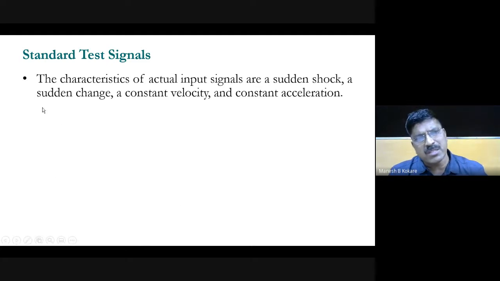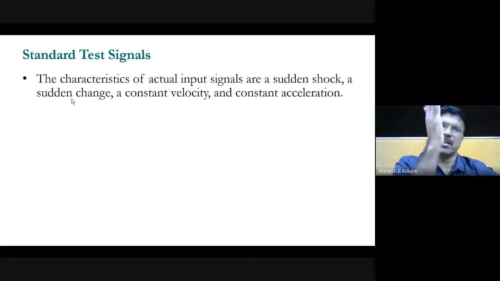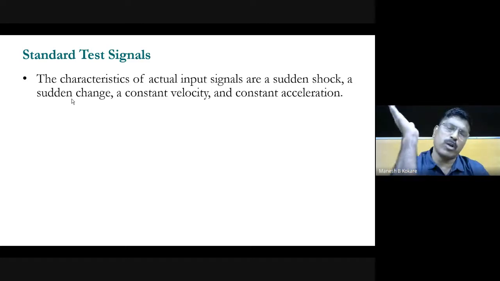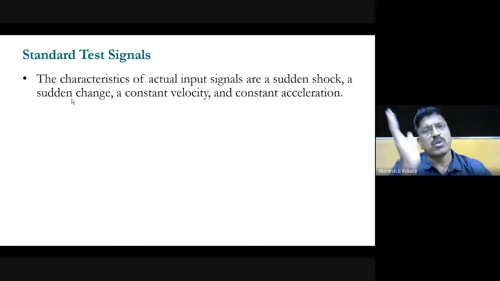Or like for example, a sudden change. Sudden change means earlier something was there and then all of a sudden the input has been changed to a certain value. You might have seen the step signal: for t less than 0, the step input has a magnitude equal to 0, and above t equals 0, some magnitude is there. So there is a sudden change in input. So the step signal represents the sudden change.